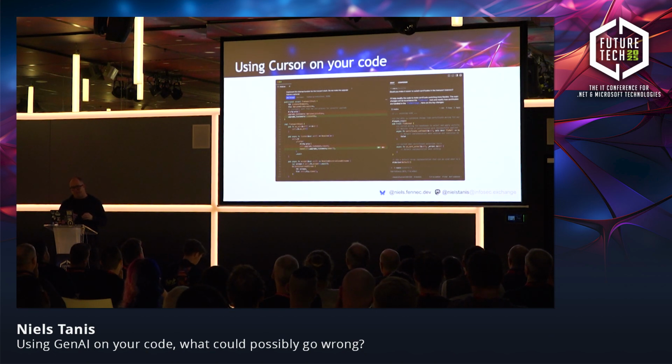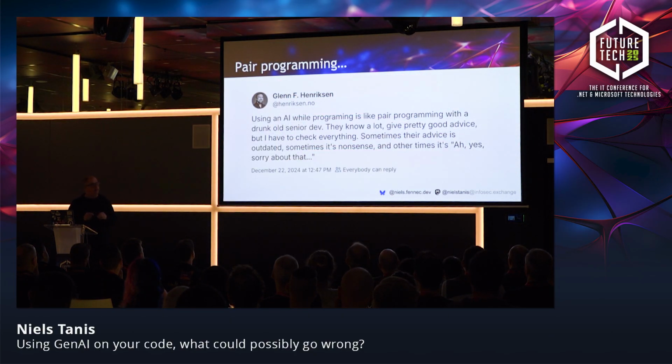Productivity is good. One quote from Glenn. If you have been to an NDC conference, you have probably seen Glenn present on this variety of topics. He had a nice post on Bluesky in December where he says, hey, AI programming is like pairing with an old dev who is drunk. It will probably produce pretty good advice, but you need to check everything. And sometimes the advice is a bit outdated because the model hasn't seen that data, or it's nonsense, and it's like, oh yeah, sorry about that. You need to keep an eye on it and make sure that you don't fully trust it.